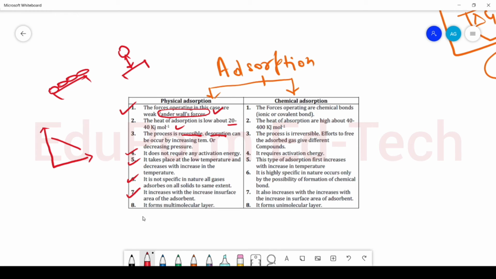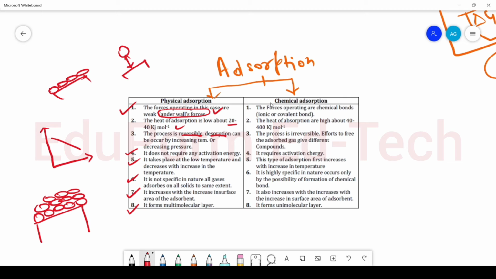It increases with increase in surface area of adsorbent and it forms multi-molecular layers. That means this is the adsorbent, this is the first layer of adsorbate, this is the second layer of adsorbate, and this is the third layer of adsorbate. So it forms multiple layers.